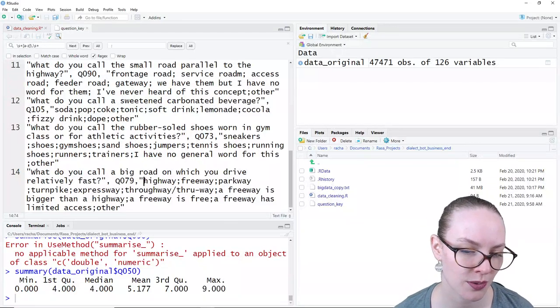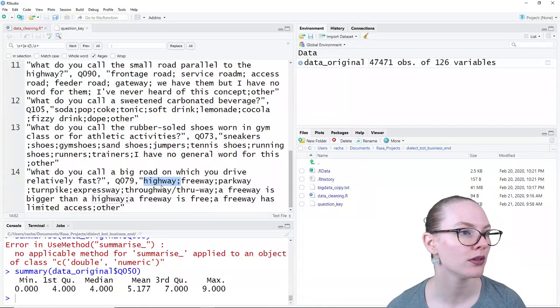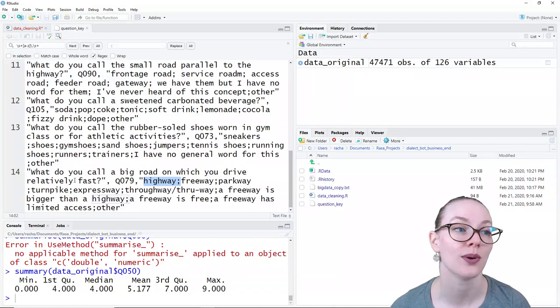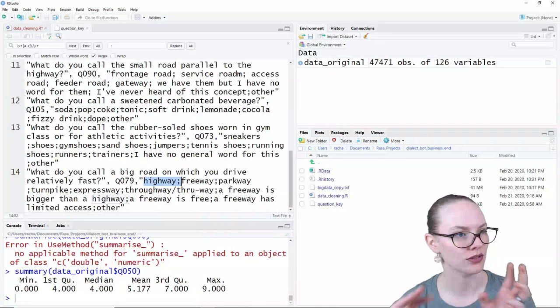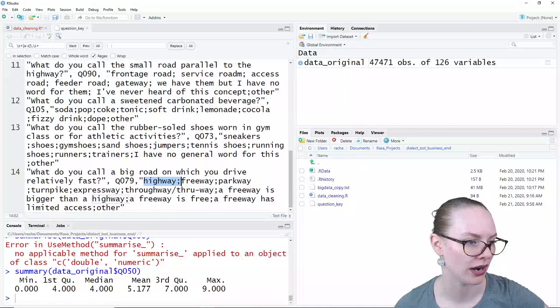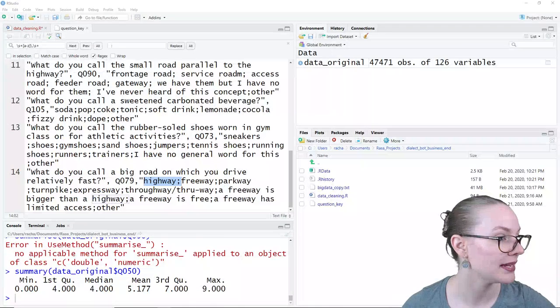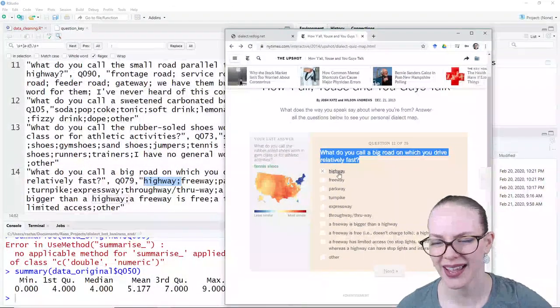And what we'll do, in case you're wondering why I have like a list here separated by semicolons, what we'll do is we will read this into a list structure and then use that to replace the numbers in our smaller version of our data set, is my plan. So I think I say highway.